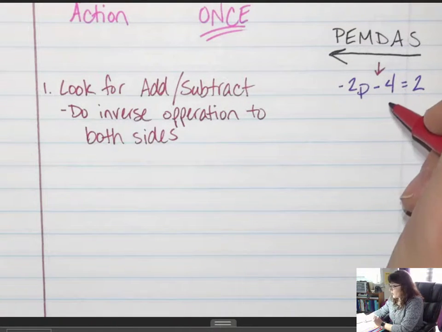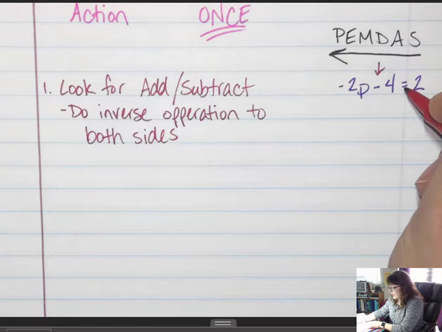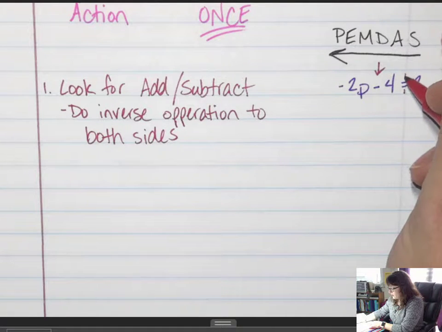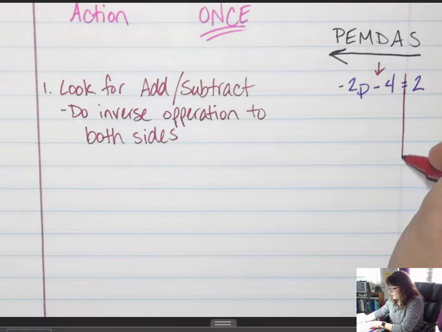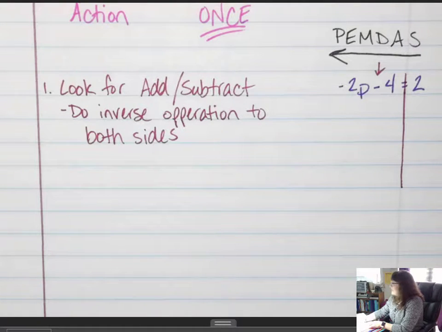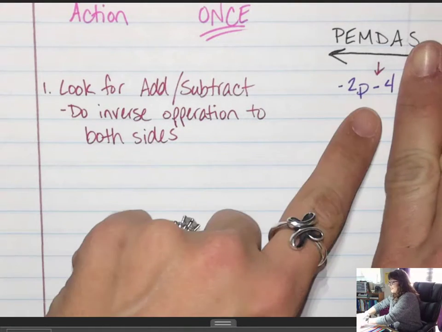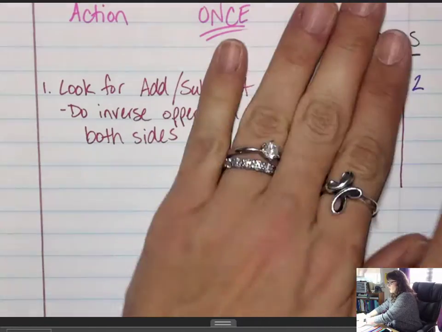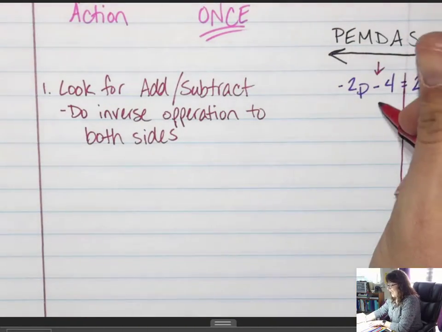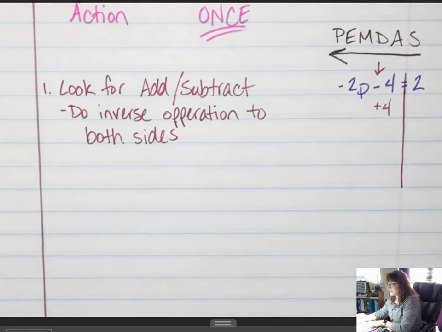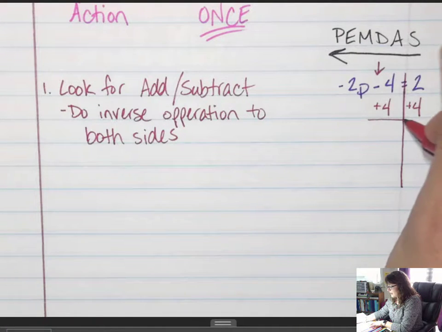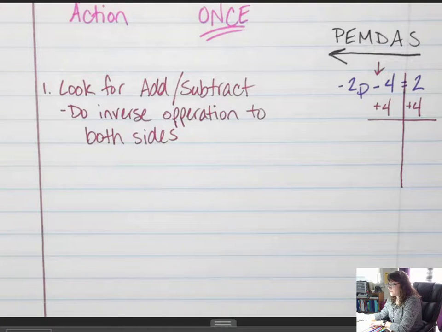Adding 4. So you have to write your steps. If it helps you to put that line right here, this is a balance beam. I know that this side is equal to this. So if I add 4 pounds to the left side, I have to add 4 pounds to the right side to keep it balanced. If the line does not help you, you don't have to do it, but you do have to write +4 on both sides.